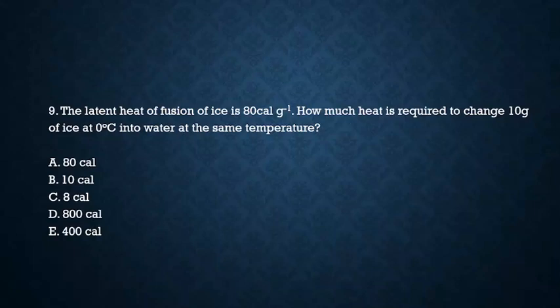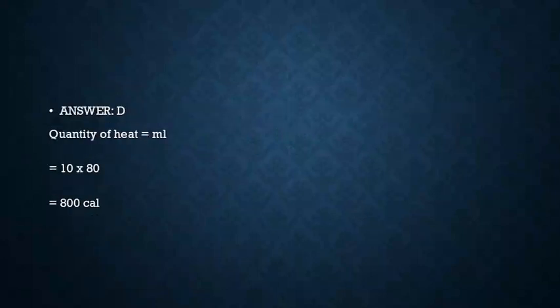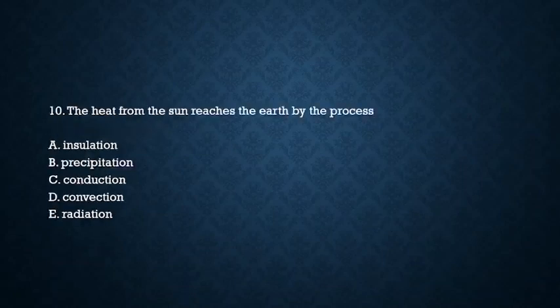A. 80 calories. B. 10 calories. C. 8 calories. D. 800 calories. And E. 400 calories. The answer is D. The quantity of heat is equal to ML, that's mass times latent heat, which is going to be the mass, 10 grams, times 80, which is going to give us 800 calories.